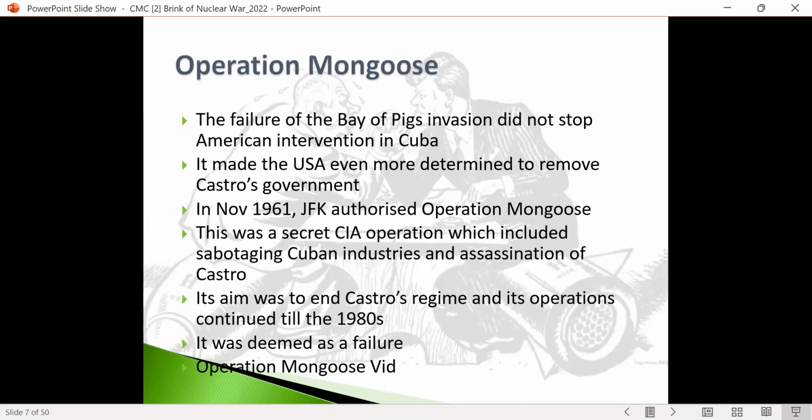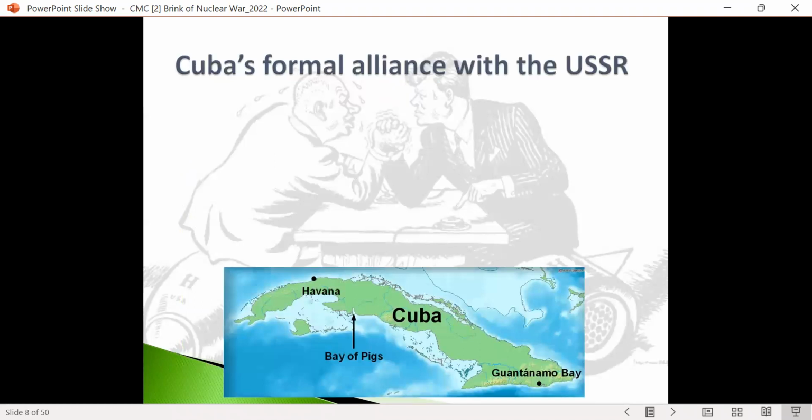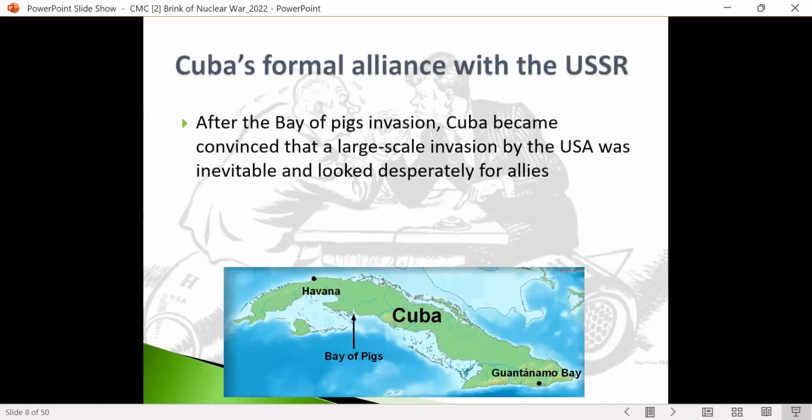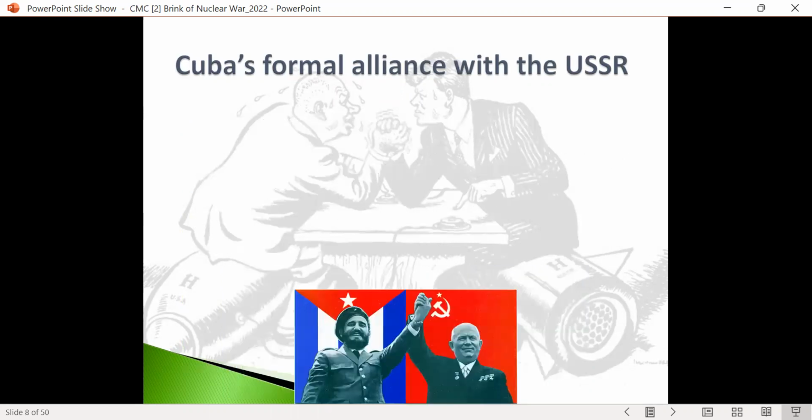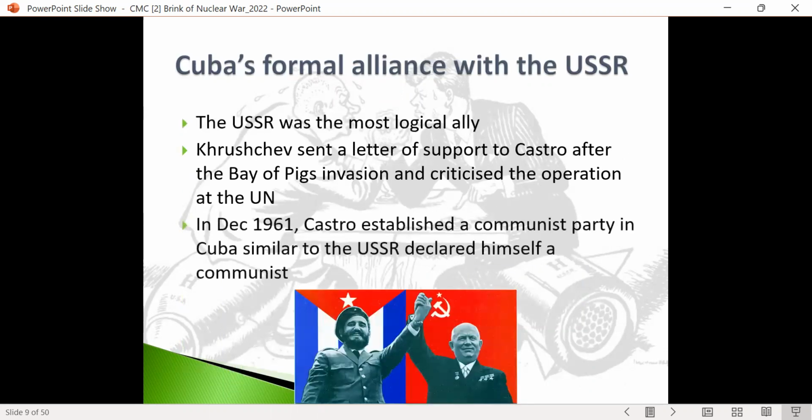Basically, these two events, the Bay of Pigs and Operation Mongoose, aimed to take back control of Cuba, but in actual fact they backfired. In the end, it just drove Castro to seek out alternative sources of support. In the context of the Cold War, another very strong player comes to mind, the Soviet Union. This is where we have the alliance with the USSR. He looked desperately for allies, and the USSR was the most logical ally.